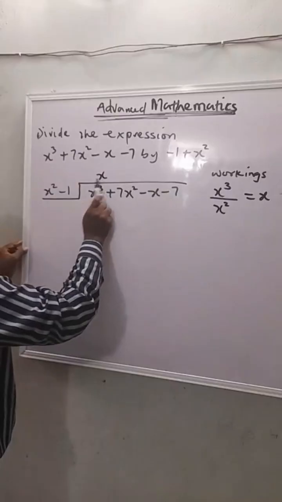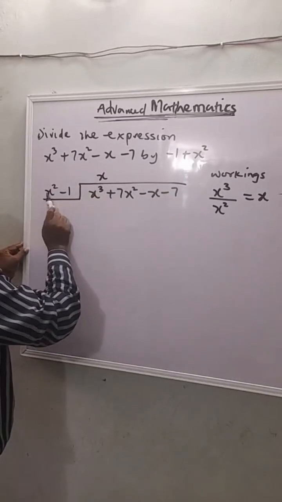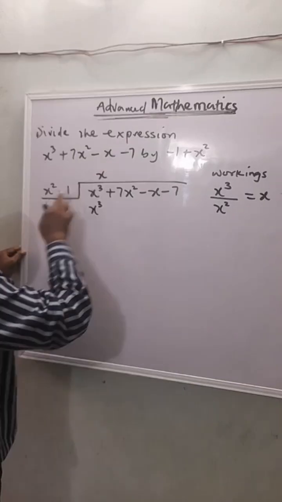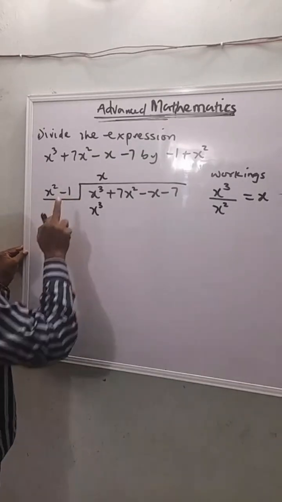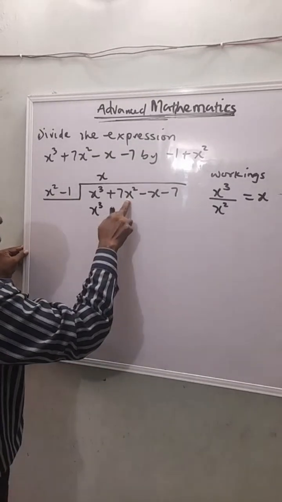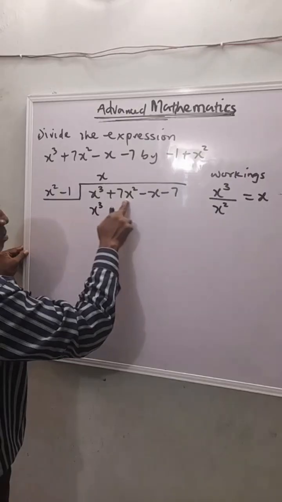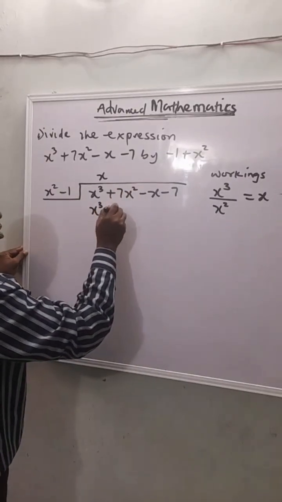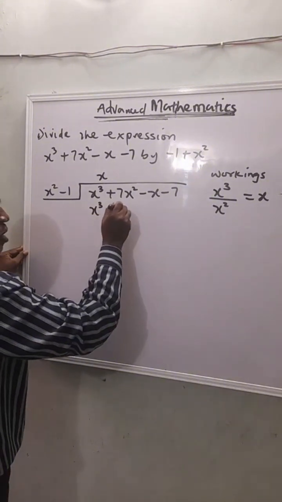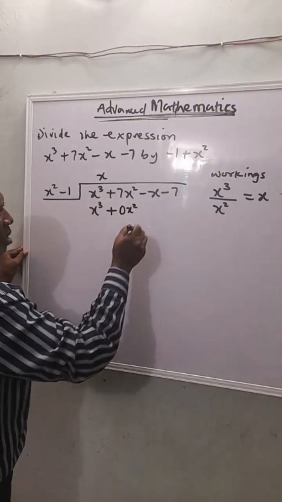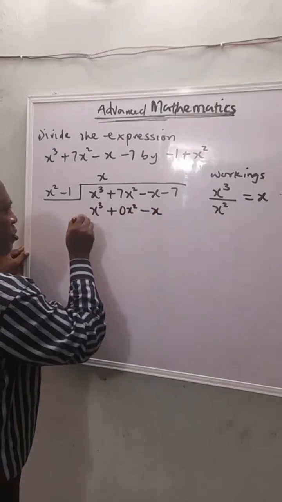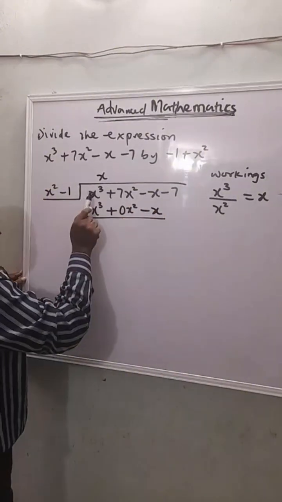You use the x to multiply the divisor. x times x squared will be x raised to power 3. x times minus 1 is minus x. And you can see that the next term is 7x squared. That means the coefficient of x squared does not exist in the dividend's second term, so you write 0x squared. Then x times minus 1 will be what? Minus x. You now carry out subtraction.